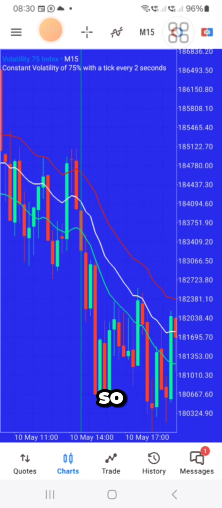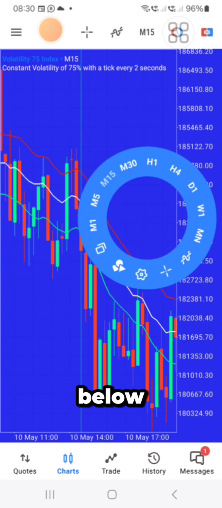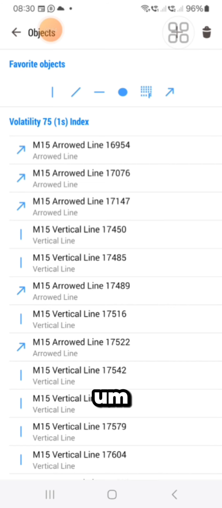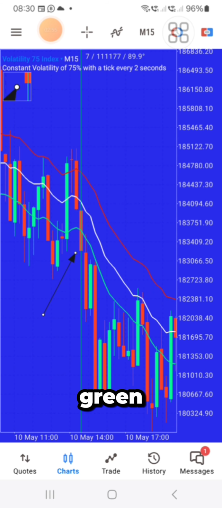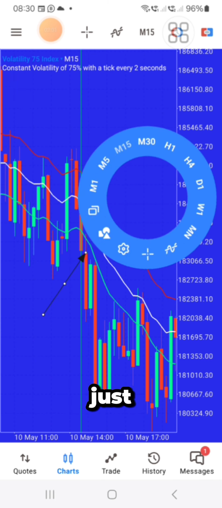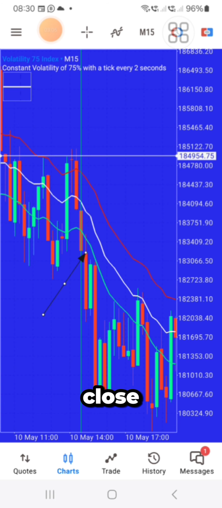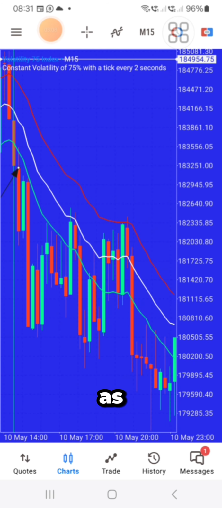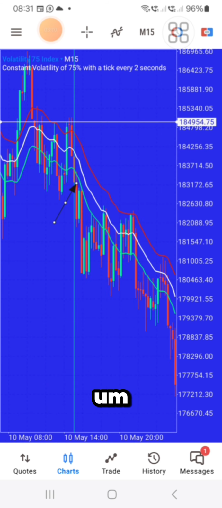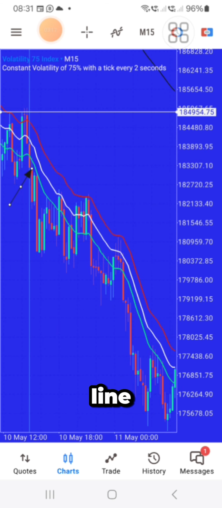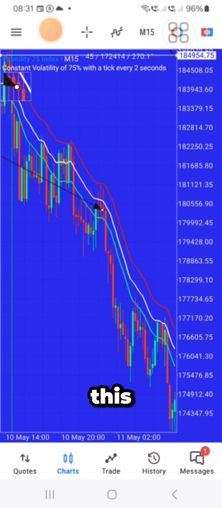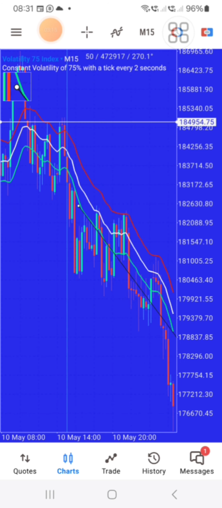So let's look for another trading opportunity. Here we can see we have a candle that closes below the lime green moving average, and we execute our sell. Our stop loss is just above the red line. So above here, we place our stop loss. Then we hold the trade as long as a candle doesn't close above the red line.